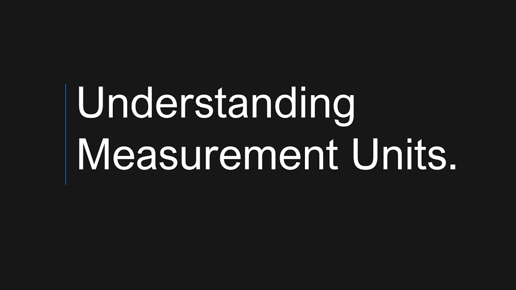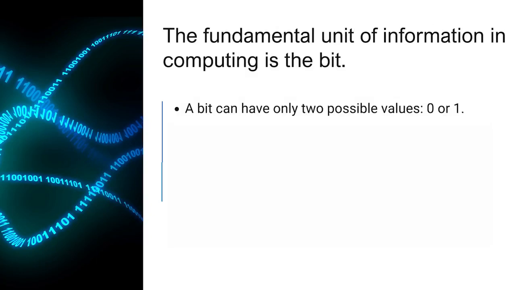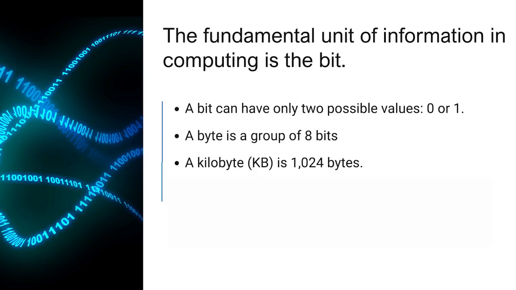Understanding measurement units. The fundamental unit of information in computing is the bit. A bit can only have two possible values, 0 or 1. A byte is a group of 8 bits. A kilobyte is 1024 bytes. A megabyte is 1024 kilobytes.